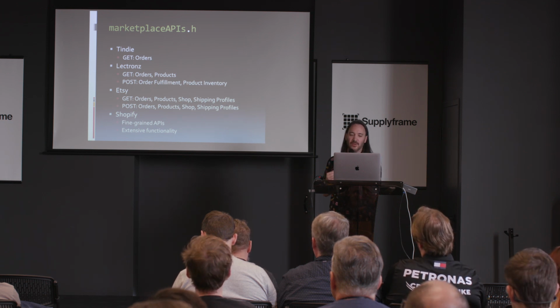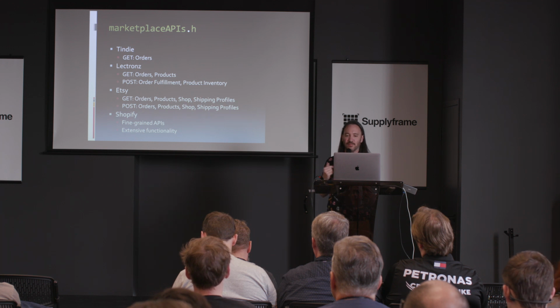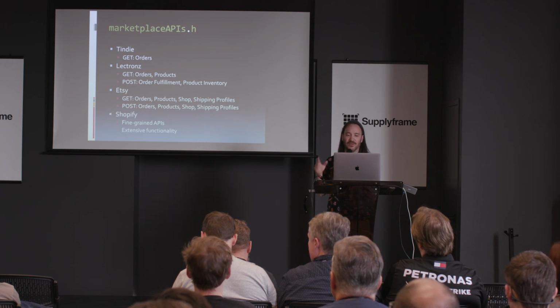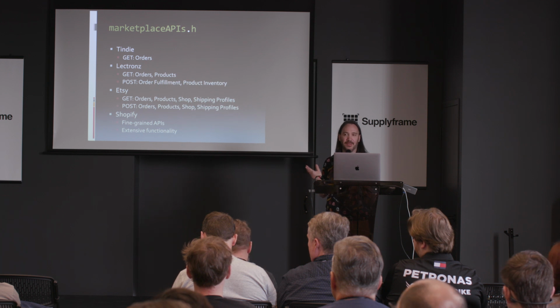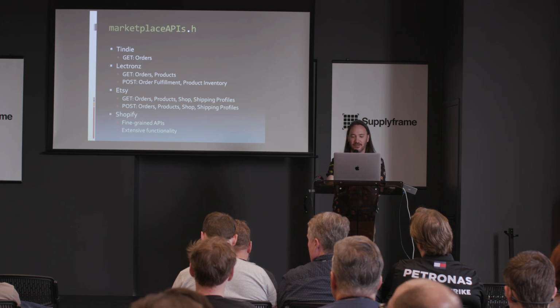For Etsy, you can do a lot of stuff. You can get your orders, get your products, get shop, shipping profiles, and also post all of those things. And then Shopify probably has like the best API out there, although you have to dig in the documentation for how to use it all, but it's pretty extensive.